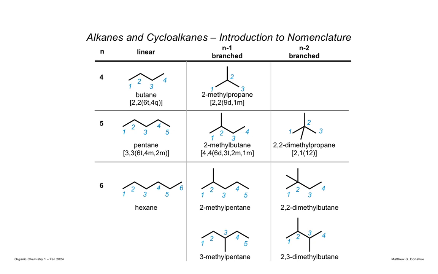So here is a chart or a table with those 4, 5, and 6 with the names generated using the nomenclature. The numbers in blue, those are the numbering of the longest chain there. And then for the 4 and 5, you see the uniqueness set. The 6, you can do that as practice on your own. Any questions before we move on?